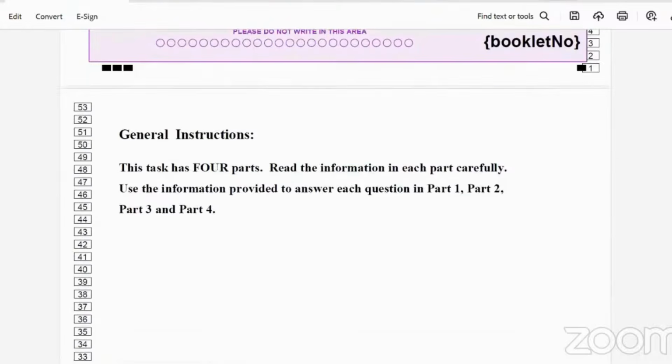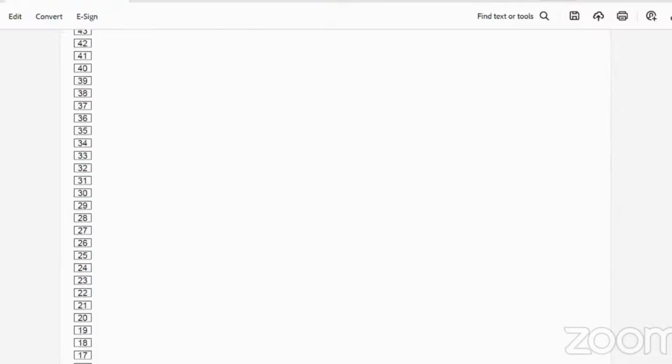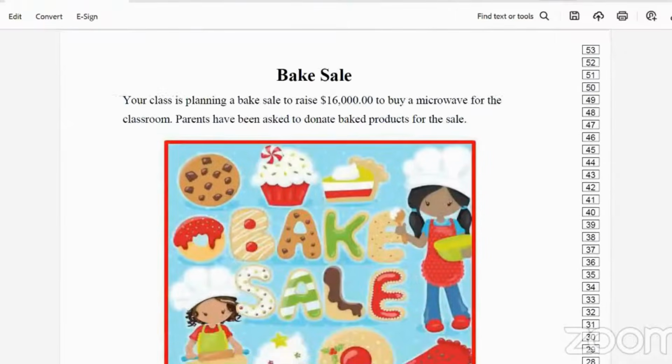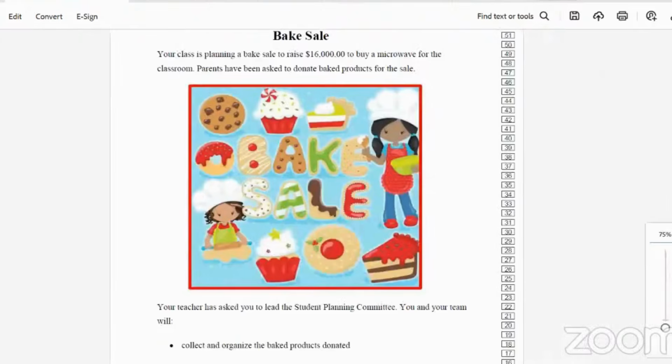Let's look at the instructions. So the task has 4 parts. You're going to read the information in each part carefully, and then you're going to use the information provided to answer each question in part 1, part 2, part 3, and part 4. Okay, let me make sure everything is on the screen. All right, so bake sale.